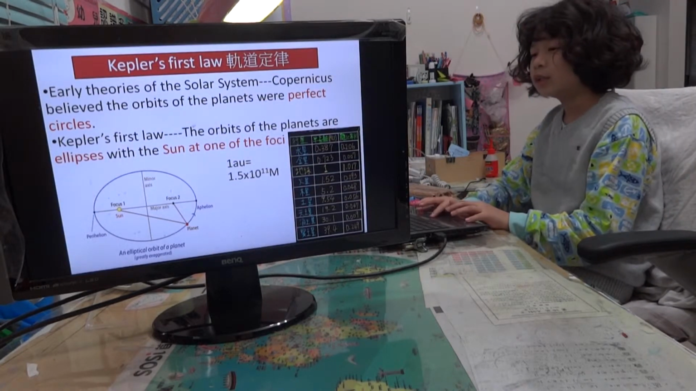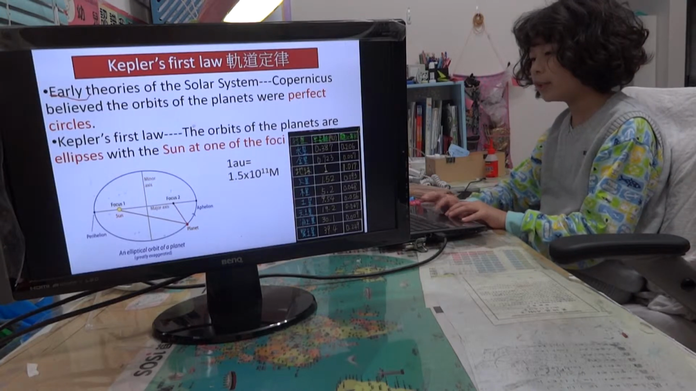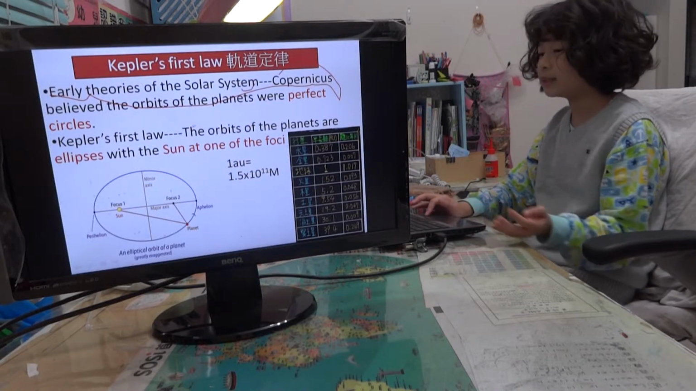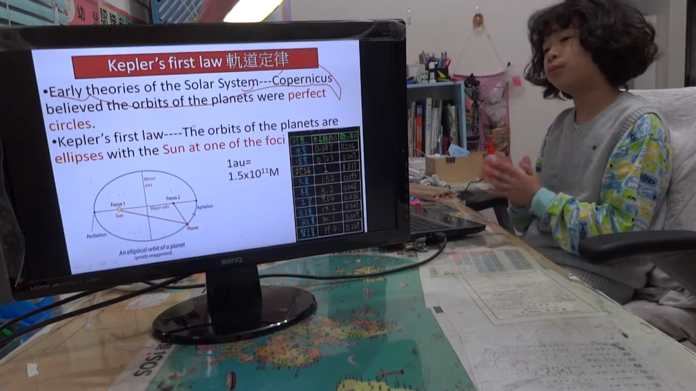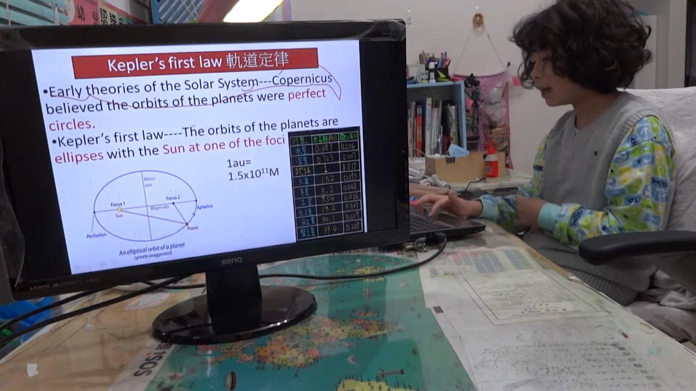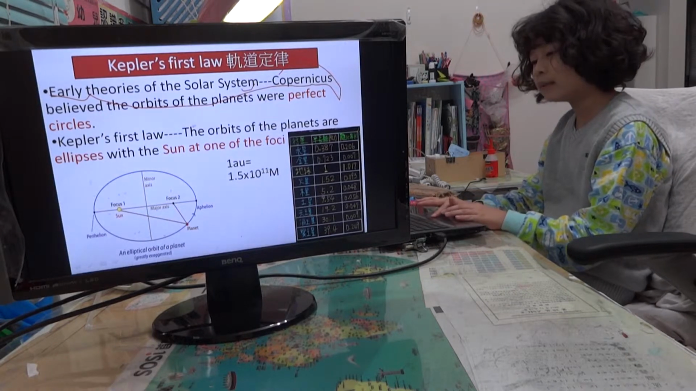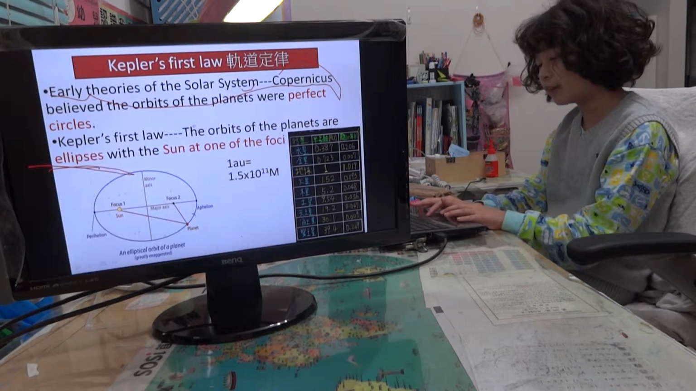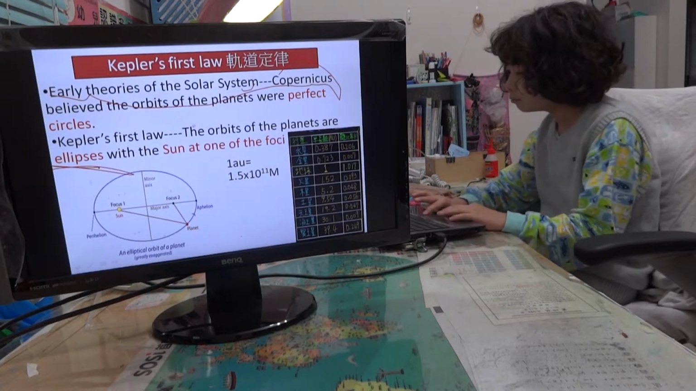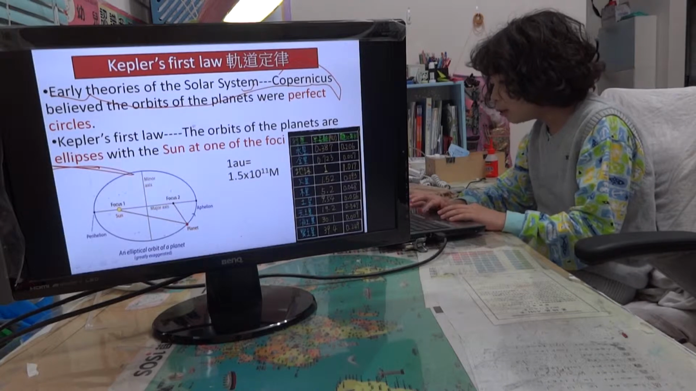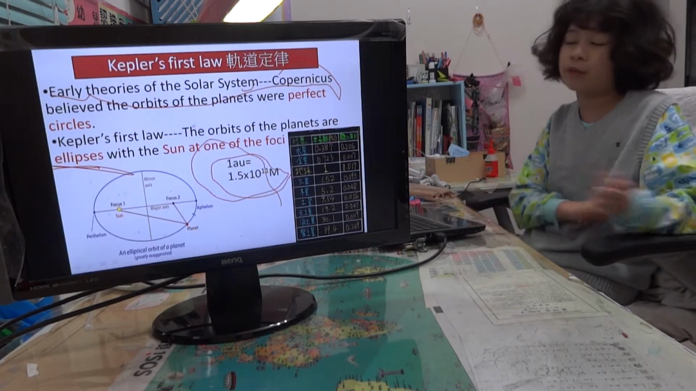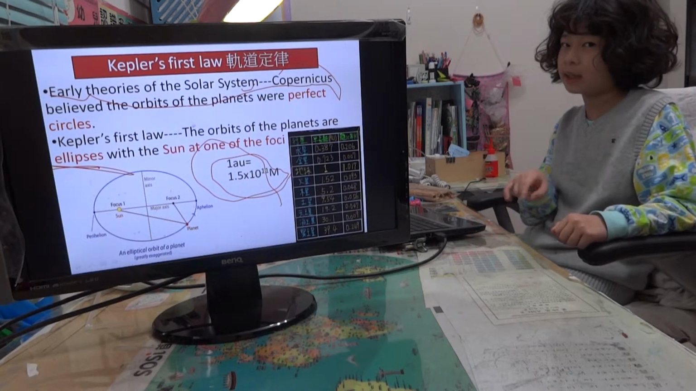Kepler's first law. The earlier theory of the solar system, like Copernicus said, was that all planets, including the Earth, orbit the sun, but in perfect circles. But Kepler said they orbit in ellipses instead of perfect circles, and the sun is one of the foci. First, let's see what 1 AU is. 1 AU is the average distance from the Earth to the Sun, about 1.5 times 10 to the 11th power meters.